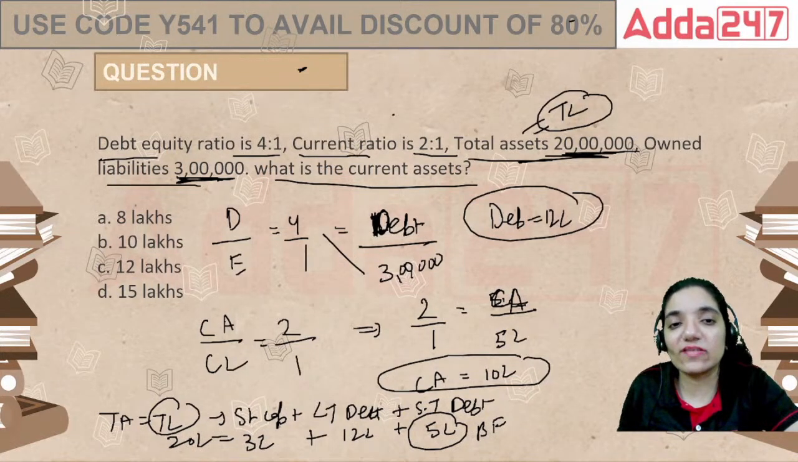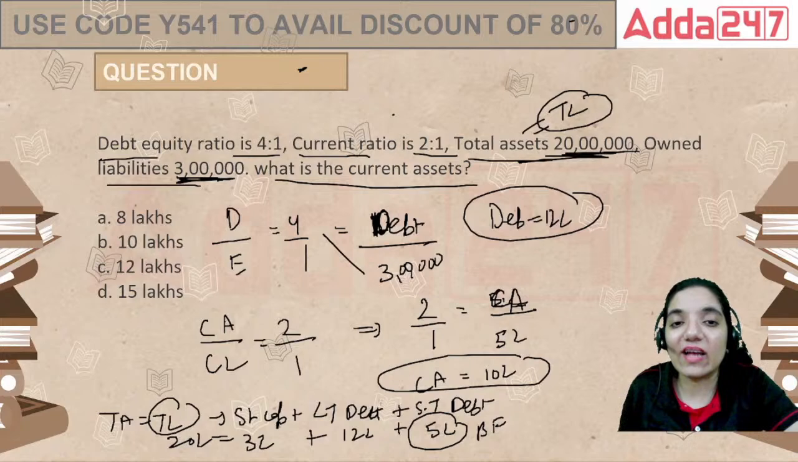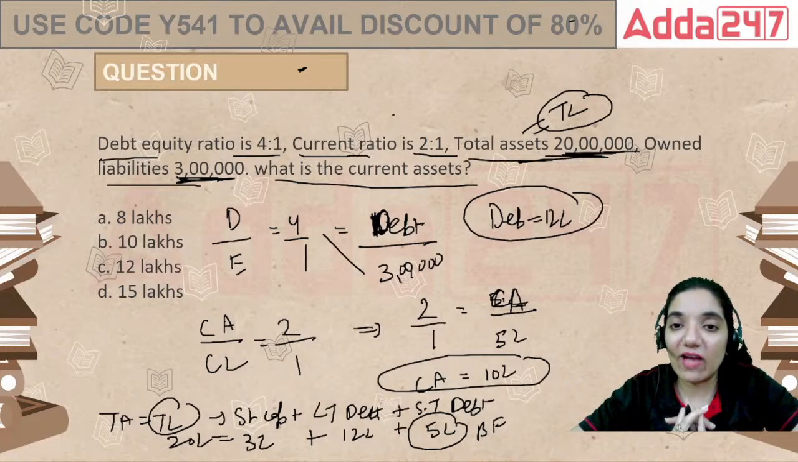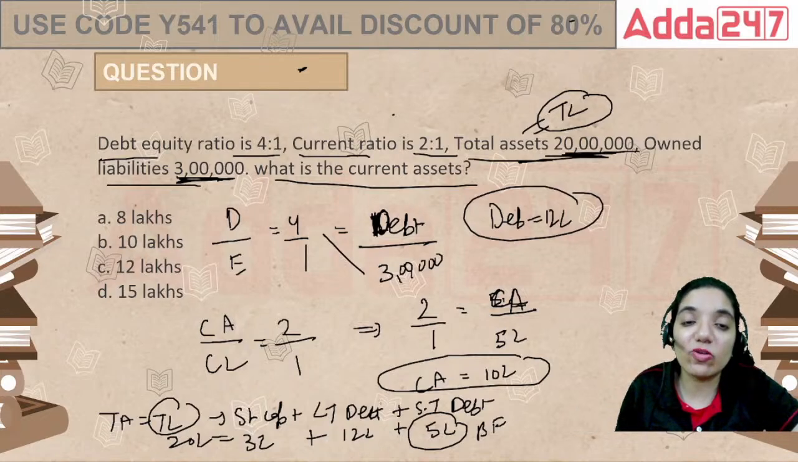That is, total assets is equal to total liabilities. When we talk about total assets equal to total liabilities, it's equal to share capital plus long-term debt plus short-term debt. It is 20 lakh is equal to 3 lakh plus 12 lakh plus 5 lakh. So this 5 lakh is basically the balancing figure. The total amount of liabilities that we have towards the world is 20 lakh rupees, and we are supposed to get an amount of 3 lakh in our hands now. So basically, what are we going to do here?